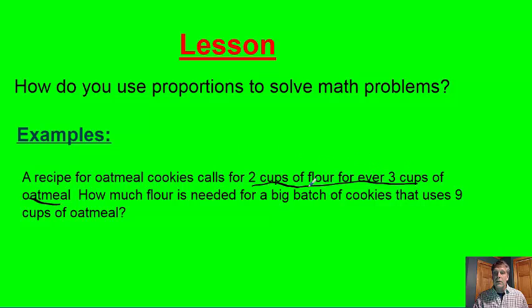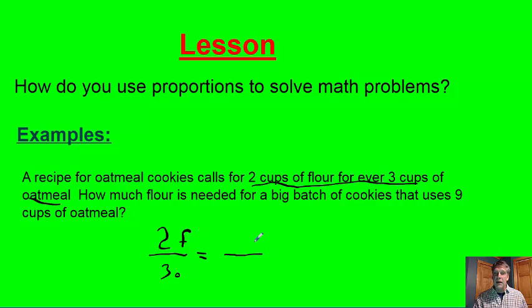Those two go together, and I want to write that ratio. So 2 cups. Now the key here is to label it. Take a second and write down, so you label it so you know what the 2 represents. 2 flour, 3 oatmeal. Now I want to set up my proportion.